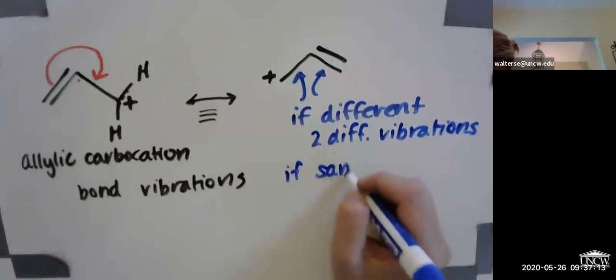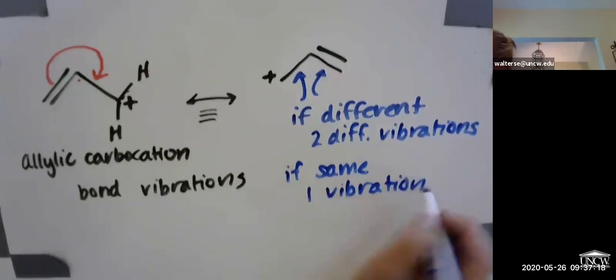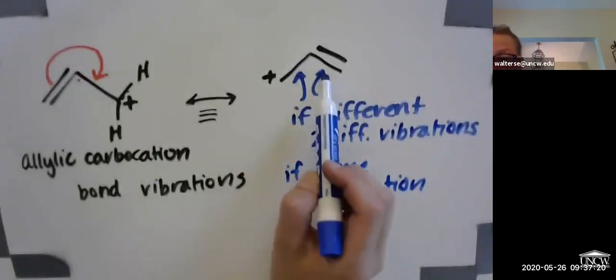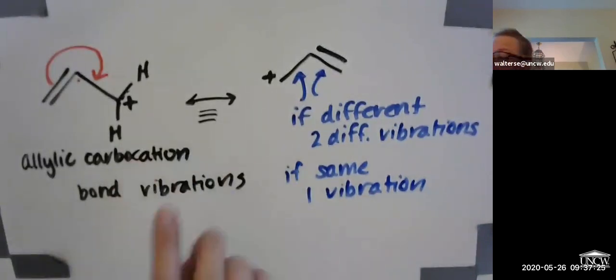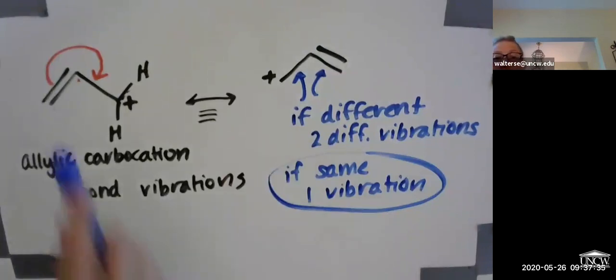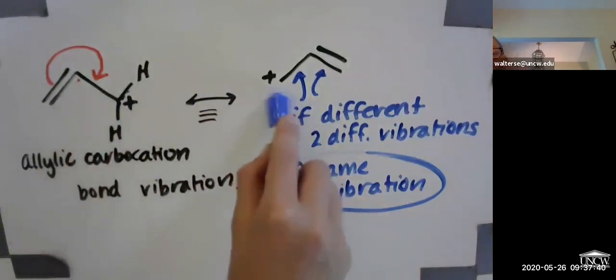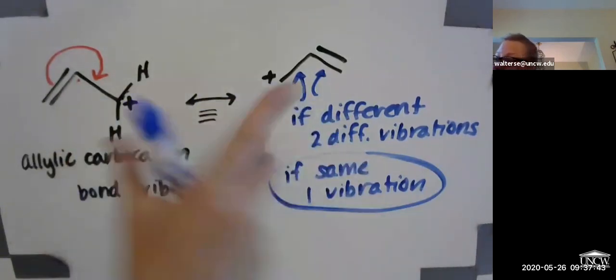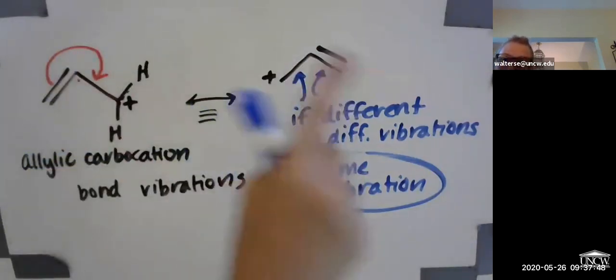If they're the same kind of bond, then there's only going to be 1 vibration, because this bond will be equivalent to this bond. And when you do a bond vibration of an allylic carbocation, you see only 1 vibration. So all of the carbon-carbon bonds are identical in this compound. So this is one way to draw it. This is a second way to draw it, but the actual structure is a mix. It's a little bit like this and a little bit like this.